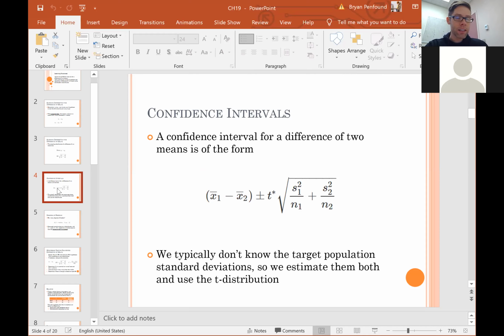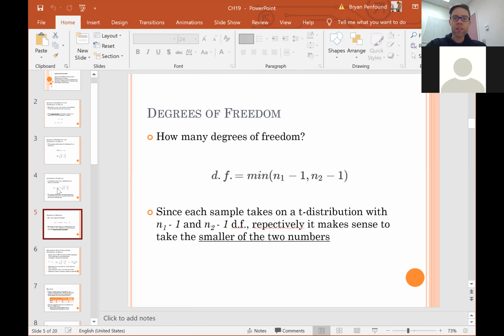So every t distribution depends on how much data we've actually collected. So we need to have a way to figure out what row to use inside of our chart. And the easiest way to do that is to not overstep our welcome and to take the smallest of the two numbers, n1 minus 1 and n2 minus 1.